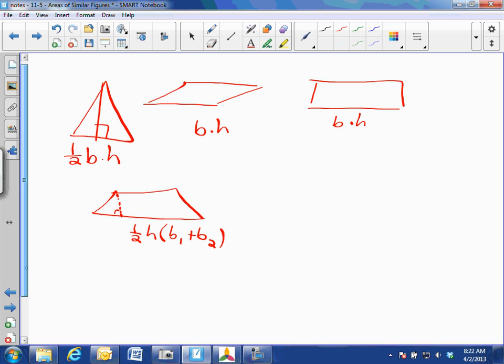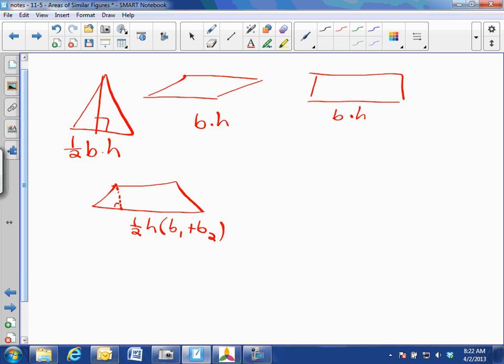What else do we got? A rhombus. Would it be one half times diagonal times diagonal? Half times diagonal times diagonal. We multiply the diagonals, but don't add them.